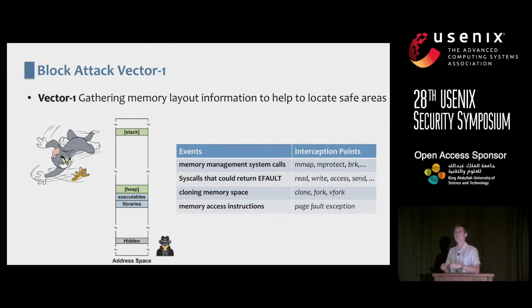SafeHidden doesn't instrument all memory access instructions, because normal access instructions only access the mapped area, that is the code area and the data area. But memory access instructions reused by attackers may access the unmapped area during memory scanning. So SafeHidden only intercepts the page fault exception in the unmapped area. The left part gives the picture of how SafeHidden blocks it.